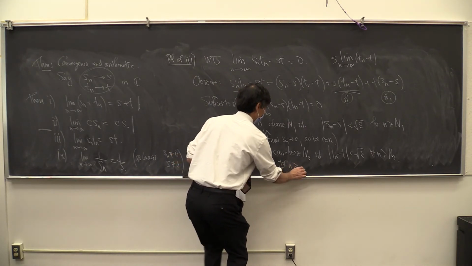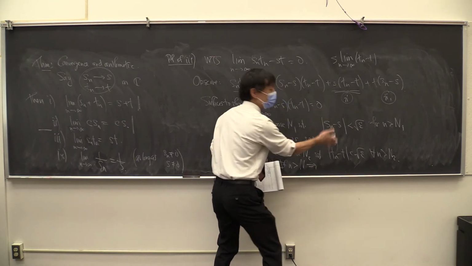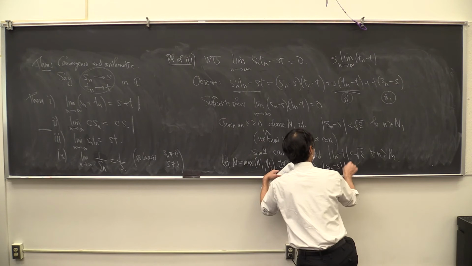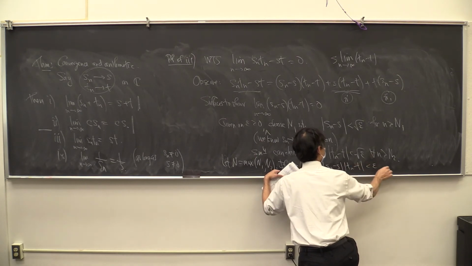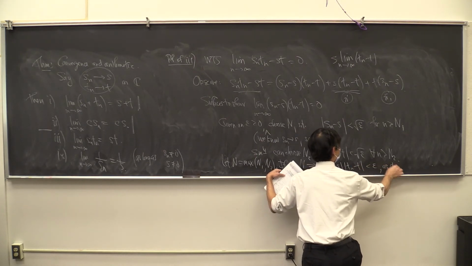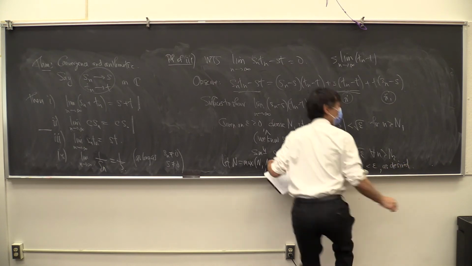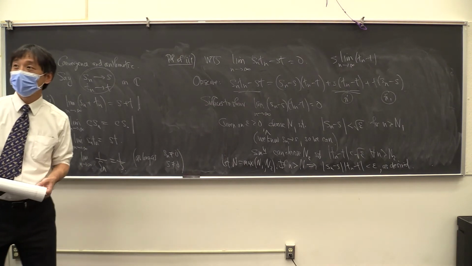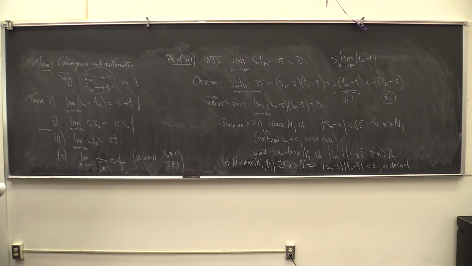If n is bigger than capital N, then both of these things are true, and so |Sn minus S| times |Tn minus T| is smaller than epsilon, as designed. Everyone getting how this argument works? Any questions?